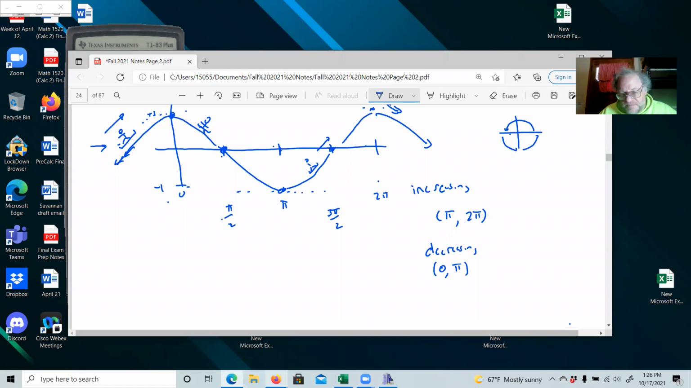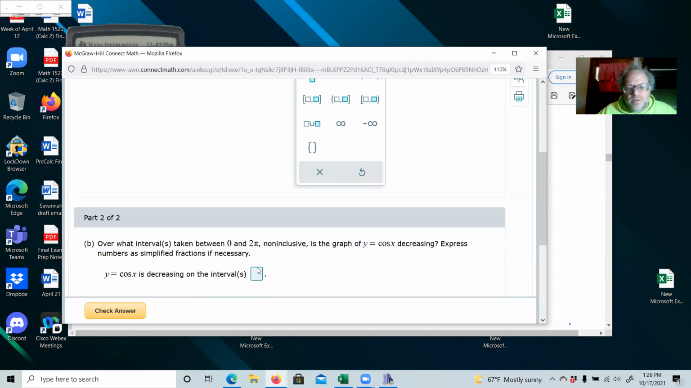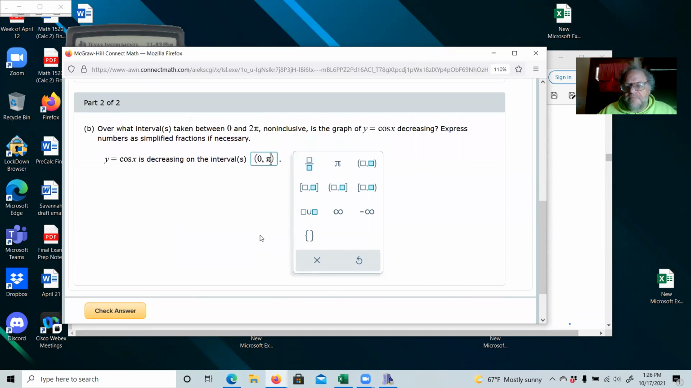Let's see what they asked. Where is it increasing? It is increasing between pi and 2 pi. Where's it decreasing? This is going to be from 0 to pi. So there are our spots.